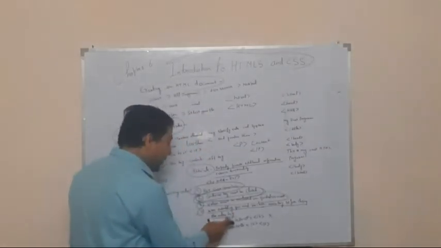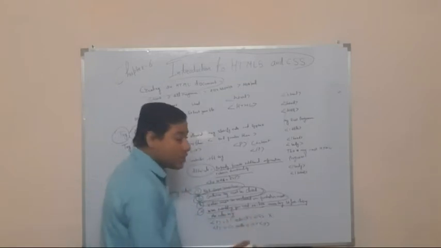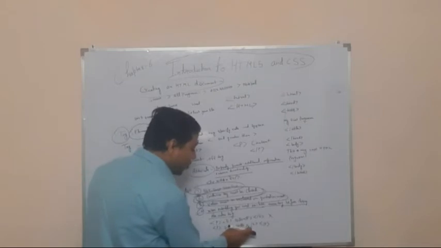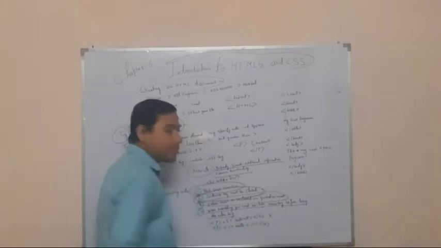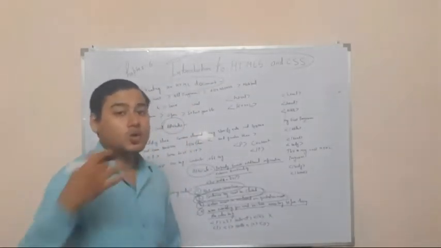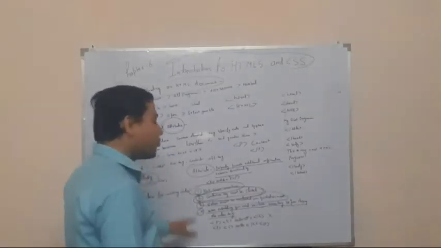So for embedding, the inner tag must be closed first. Here this inner tag is not closed, so we can see that this is wrong. So P, then B and hello, and after that we have to close this B, and then after that we have to close P, because the inner tag must be closed first, and then the outer tag will be closed. So these are the rules for writing the program.